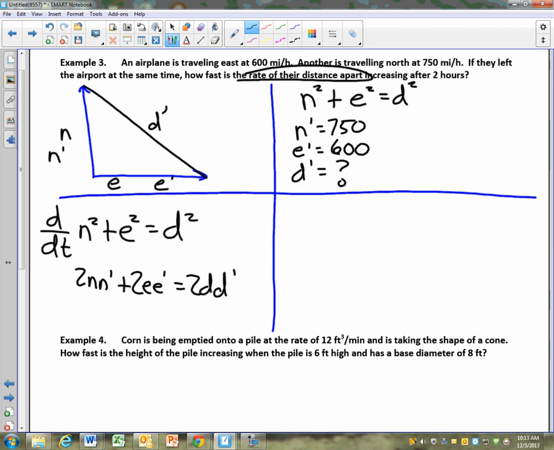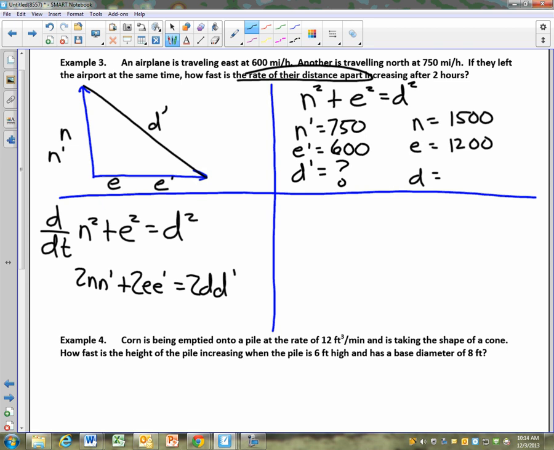That's the whole point. In order to find d prime, I have to also know, as you can see from our equation, I can only have one unknown variable if I want to solve. So I have to fill in n, e, and d. Anybody have any ideas how I will find the north distance, the east distance, and the distance apart at this time? Very good. I've been traveling for 2 hours. If I've been traveling for 2 hours, very good.